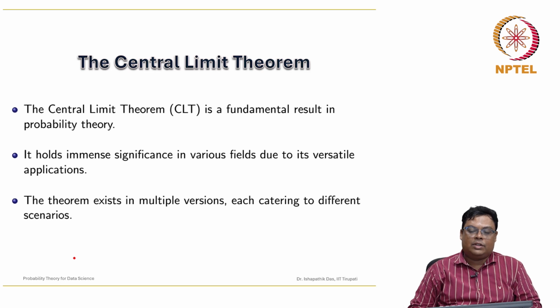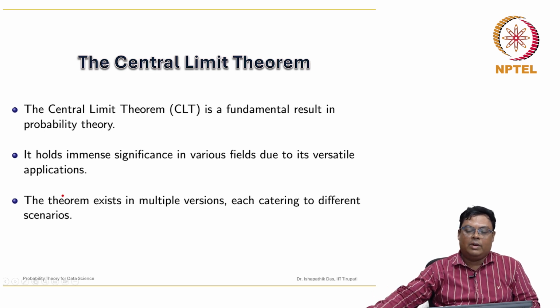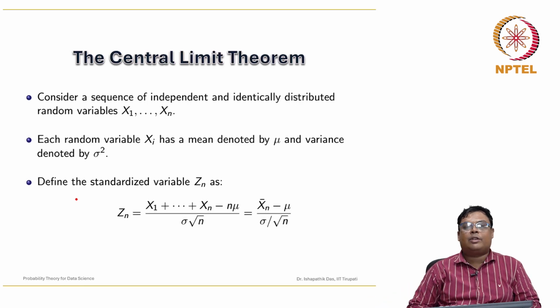The central limit theorem is a fundamental result in probability theory. It holds immense significance in various fields due to its versatile applications. The theorem exists in multiple versions, each catering to different scenarios. Here we discuss one version. Consider a sequence of independent and identically distributed random variables. Each random variable xi has a mean denoted by mu and variance denoted by sigma square. Now, let us define this Zn.